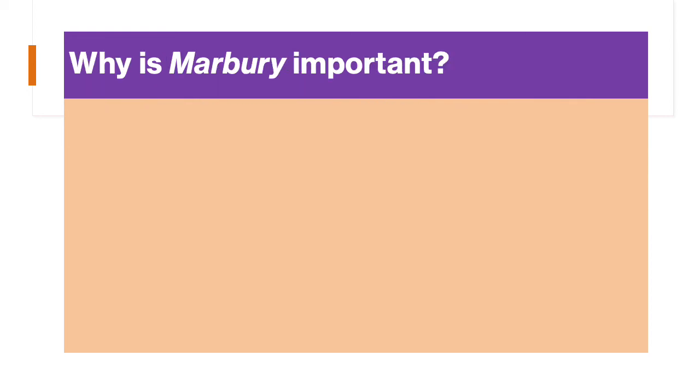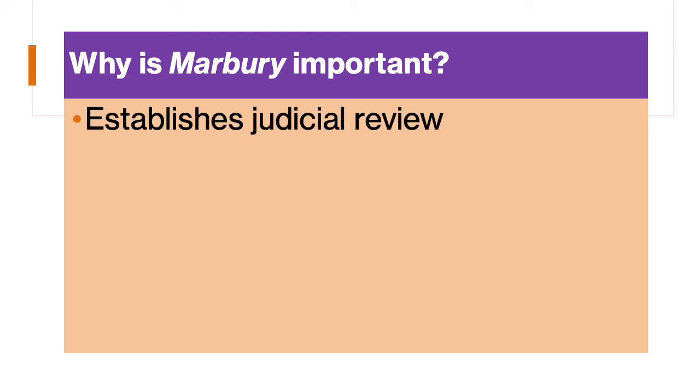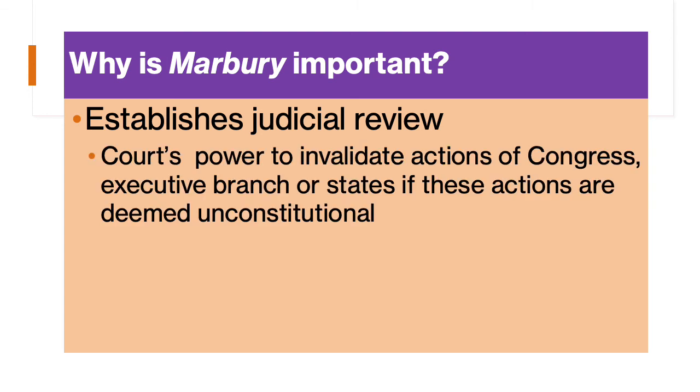So why is Marbury versus Madison important? It's important because it establishes judicial review, and that's why you learn about Marbury versus Madison in any American government class. Judicial review is the court's power to invalidate actions of Congress, the executive branch, or states and local governments if their actions or laws are deemed unconstitutional. And it's a tremendous and important power.